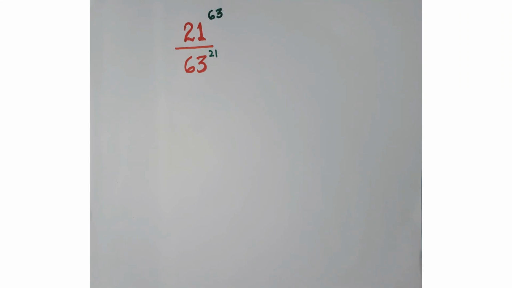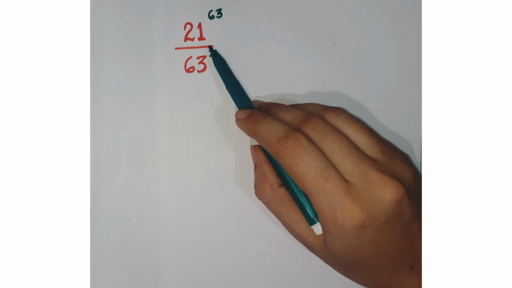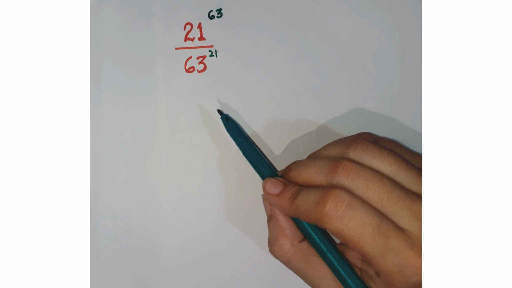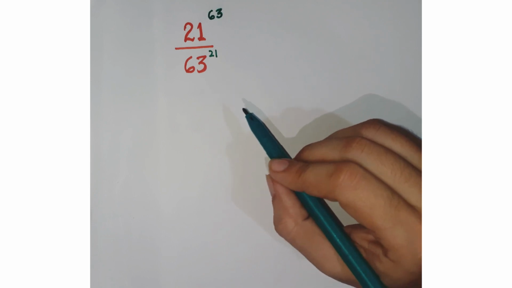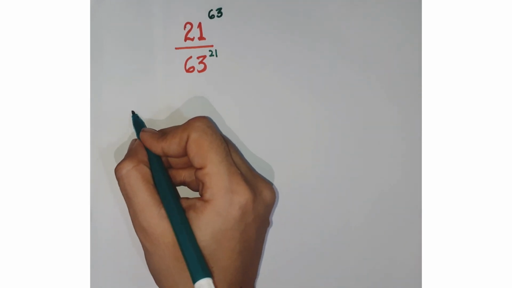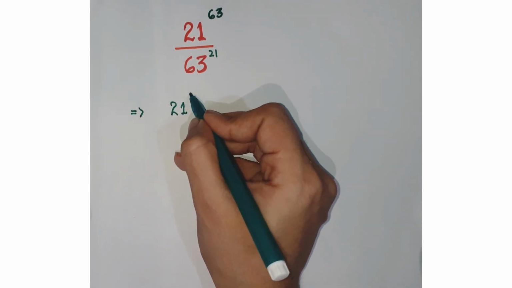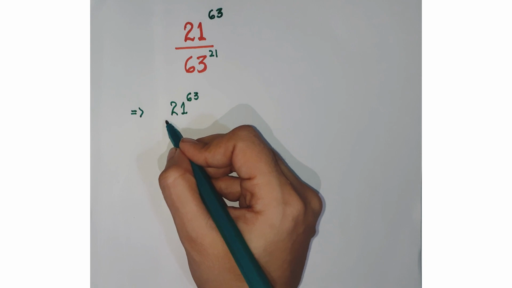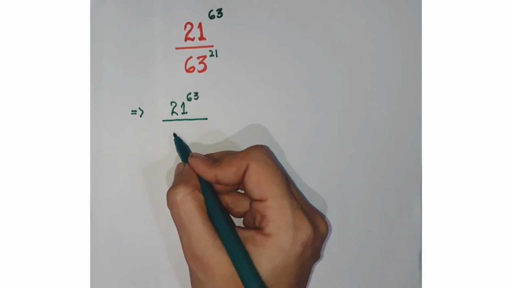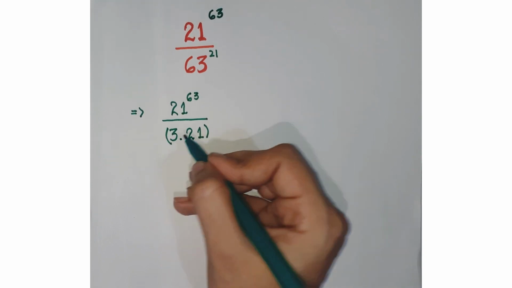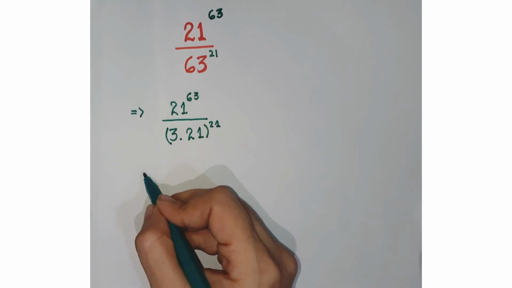Now look at this exponential question. The question is 21 to the power 63 upon 63 to the power 21, and we have to simplify this question. Let's see how do we proceed. Just write 21 to the power 63 as it is. Then split up this 63 into 3 into 21 raised to the power 21.